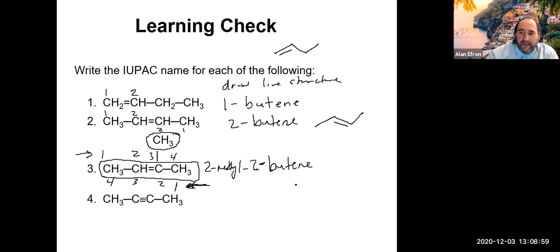So sometimes you do get a tie, like we just see here, in terms of, say, double bond, triple bond, later on OH groups, things like that. It doesn't really matter which way you go, you'll get the same number. If that does happen, then you go to the next important thing, and in this case it would be the group. Number whichever way would give that group the smallest number. Questions on that there?